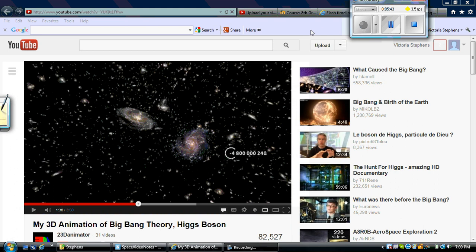Okay, so that gives you a short picture of how the Big Bang might have looked. What you see now is galaxies starting to form from the Big Bang, from all the matter coming together, and then planets and solar systems inside those galaxies.